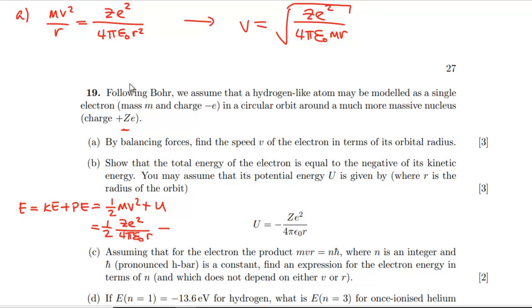And then U is this thing they've given us here, minus Ze squared over 4 pi epsilon 0 r. How's that simplifying? We've got half of something minus a whole of something, which is equal to minus a half of something. So that is equal to minus the kinetic energy. So yeah, that actually works out fine. I thought we were going to get really stuck there, but that just drops out by putting the numbers in. We're not really doing very much there.